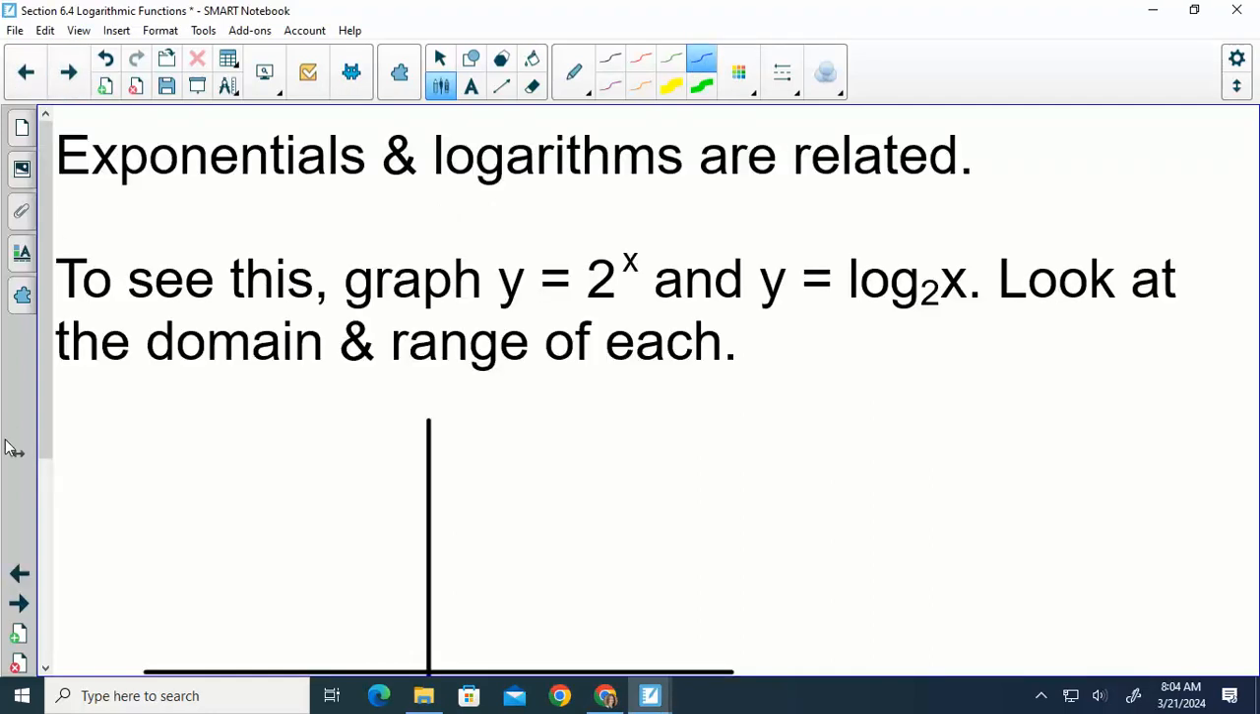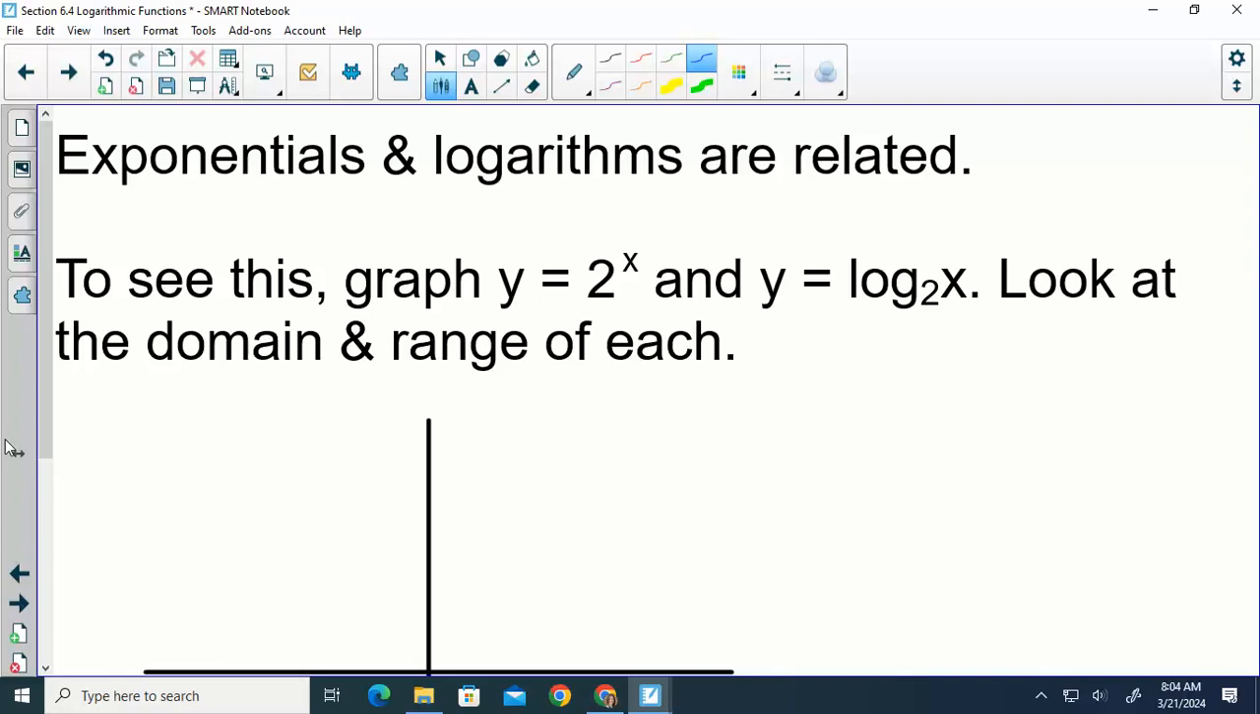So there is a relationship between the exponential function and the logarithmic function. And we've kind of seen that because we know we can interchange the two. We can go from one to the other using our definition. And we want to investigate that a little bit more today. So what we're going to do is graph each of them.